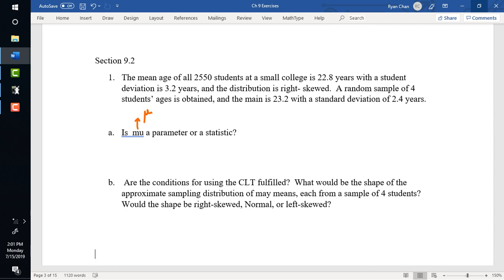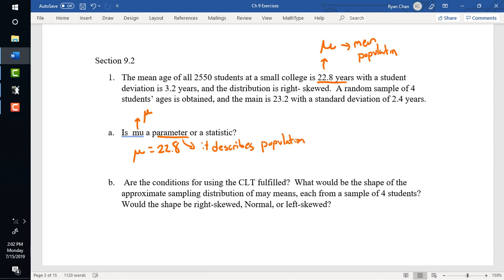It says the mean age of all 22,550 students is 22.8 years. So this right here is mu, and that's my answer. Why is it mu? Because it is the mean for my population. And since it's a population, we're talking about a parameter. It's a parameter because it describes a population. Let's just remember: a parameter describes a population, a statistic describes a sample.